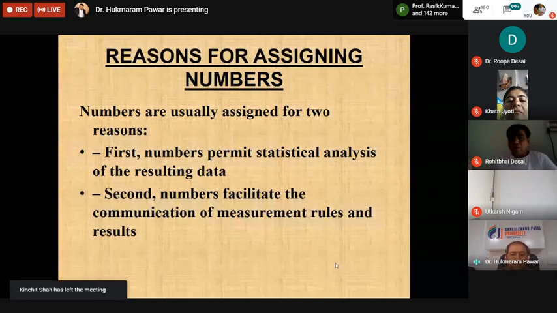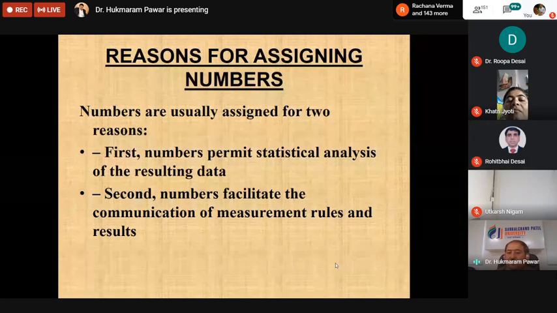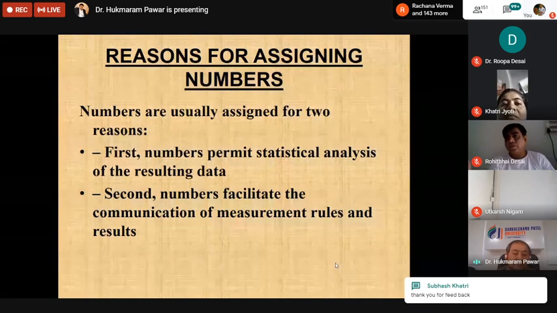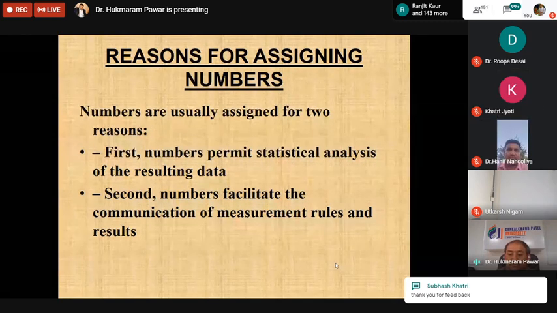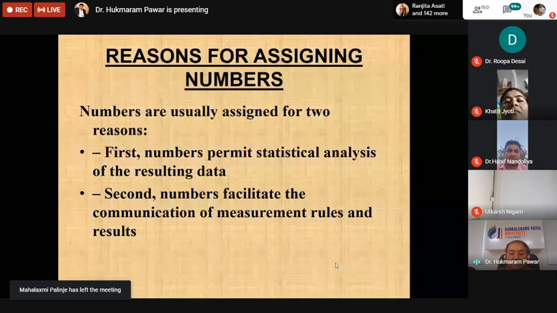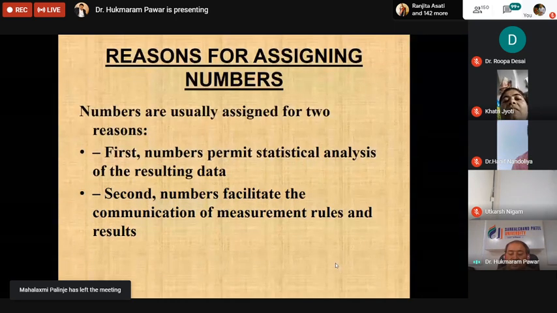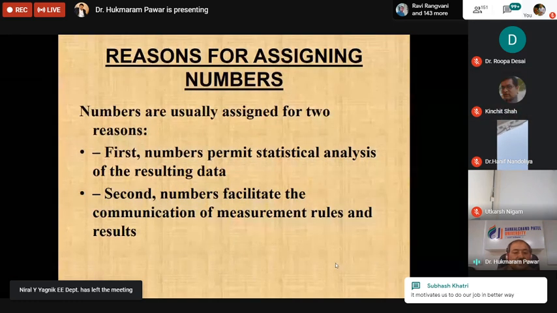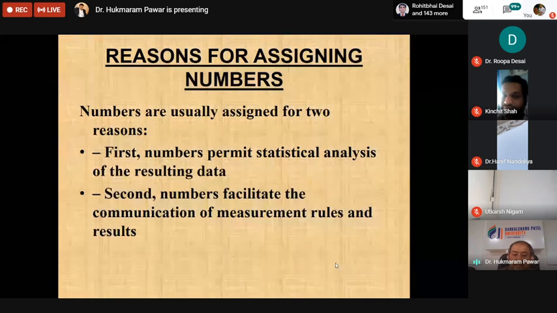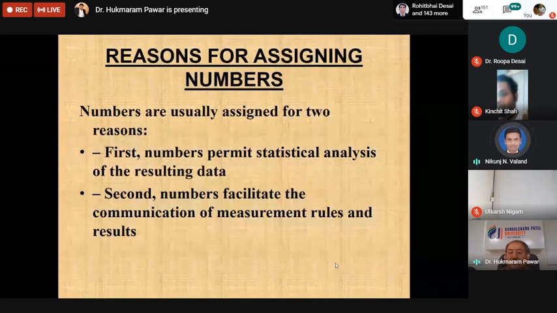There are two main reasons, as you can see here. First, numbers permit statistical analysis of the resulting data. Without numbers, you cannot use statistics. You cannot count or calculate any kind of statistic without converting data into numbers. That's why this is the first requirement. And second, numbers facilitate communication of the measurement rule.